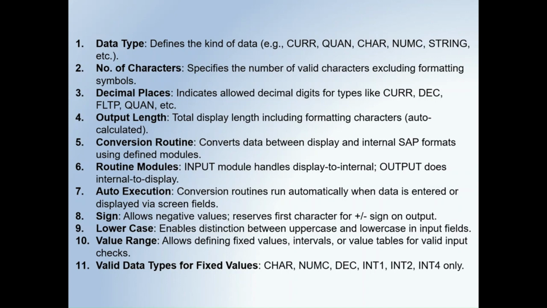The fourth one is the output length. Output length defines the total visible length of the field on screen, including commas, dots, currency symbols, etc. For example, if the amount field is 10 characters plus it can store a currency symbol, the output length might be 12. So output length may be 12 in that case, including the currency symbol. So it is actually the total visible length, and obviously it is calculated automatically. That's why it's written auto calculated.